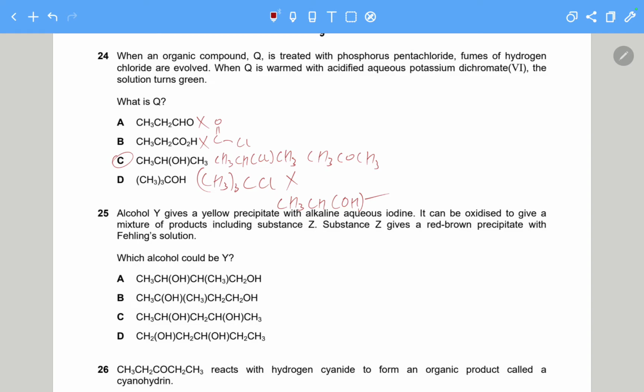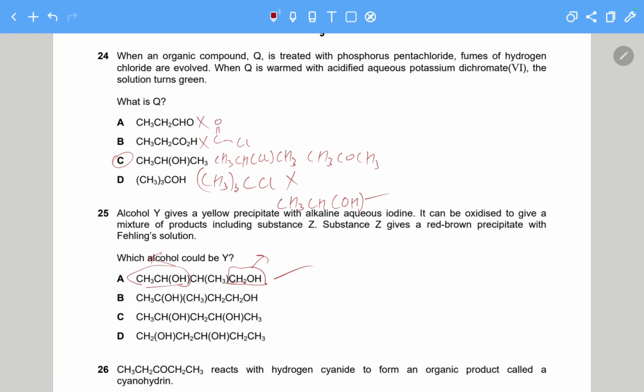CH3CHOH-CH2CH2OH. Now this one has CH3CHOH, which means it will react with alkaline aqueous iodine, and it also has CH2OH, because remember, to get oxidized to an aldehyde, it has to be a primary alcohol. So this part will give the aldehyde and this part will react with the iodine. So this is a viable answer. Let's look at the others.